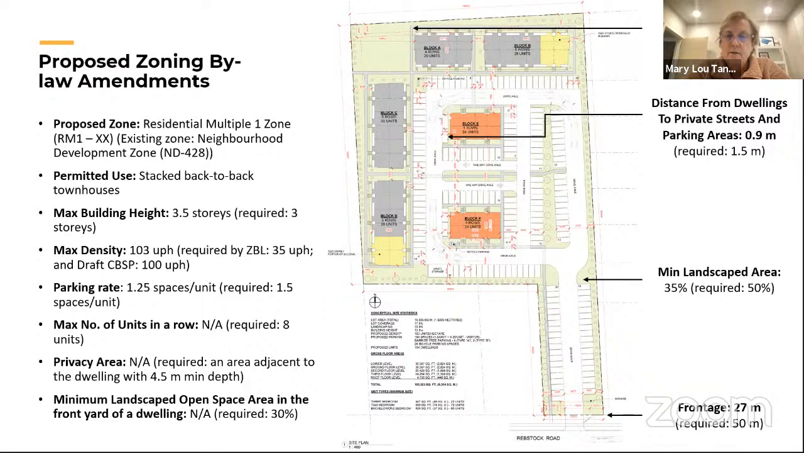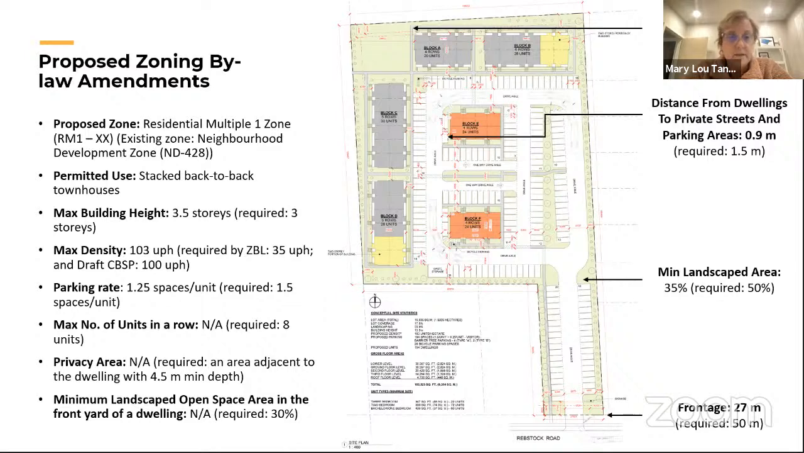And as I mentioned earlier, the town has been working on the Crystal Beach secondary plan, and the proposed zoning for this site would be 3 stories in height. The density we are proposing, as I mentioned, is 103 units per hectare, and this Crystal Beach secondary plan recommends 100. We are proposing a parking rate of 1.25 spaces per unit, which is less than what the town requires. And I'll have more information on that in the next slide.